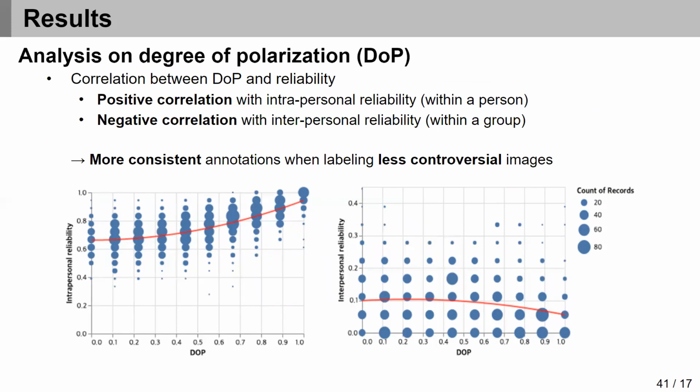We found that there exists a positive correlation between DOP and the intrapersonal reliability. Also, there exists a negative correlation between DOP and the interpersonal reliability. That is, each participant labeled less controversial images more consistently. Also, labeling such images leads to high consistency within a group.